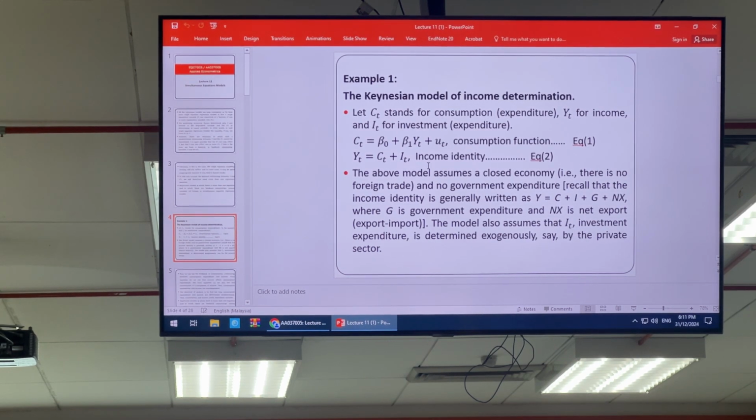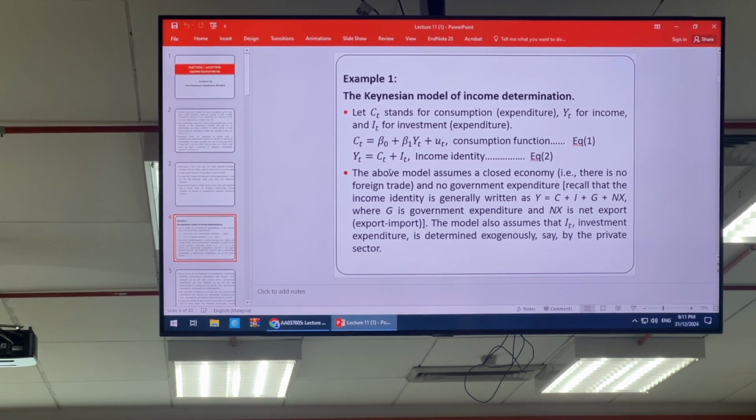The second equation is the income identity. Identity means that the sum of variables is exactly equal to the dependent variable, so that's what we call an identity. So we don't have any other term here. Second equation, Y_t equals, the income Y is equal to consumption plus investment.